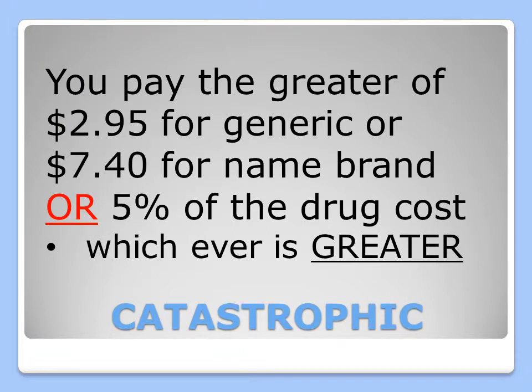During the catastrophic phase, again, the insurance company begins to pay, and you'll pay the greater of $2.95 for generic prescriptions, $7.40 for the name brand prescriptions, or 5% of the drug costs, whichever is greater. That's unlimited until the end of the benefit year.